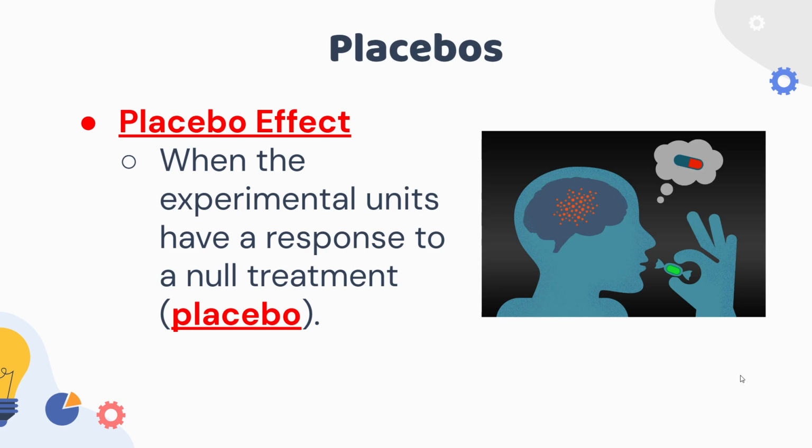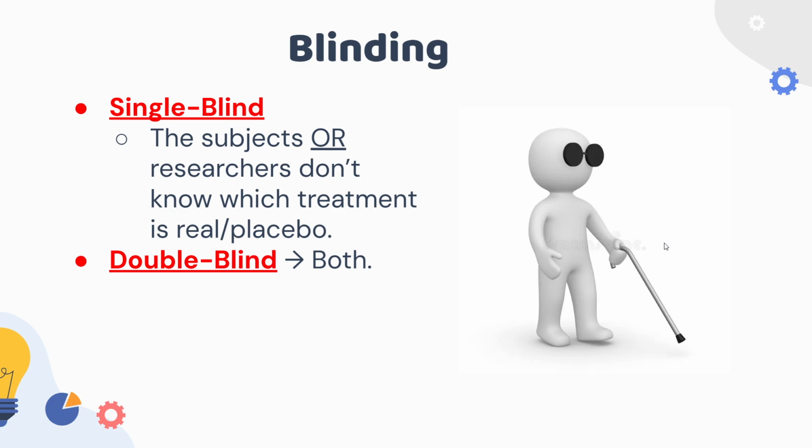Okay, guys? Moving on. Blinding. You see a blind man here. We do either single or double blinding. The subjects or the researchers, either or, don't know which treatment is real or which is the placebo. So either the researchers give the experimental units a random treatment and don't know what it is, while the experimental units know which is the treatment and which is the placebo, or the other way around. Why do we blind the researchers? Why would the researcher not know?